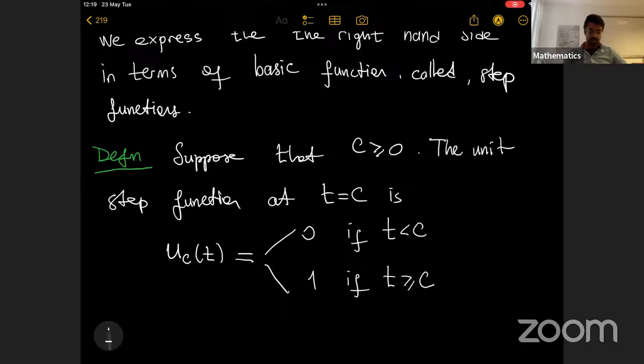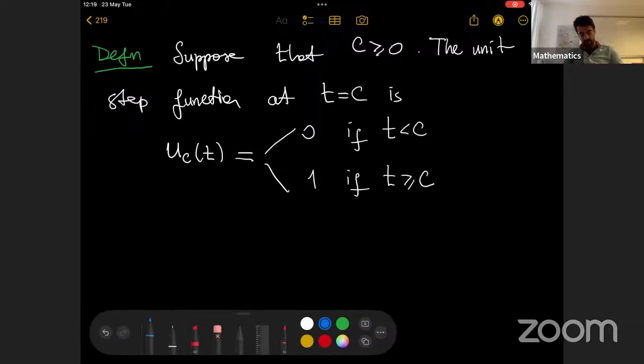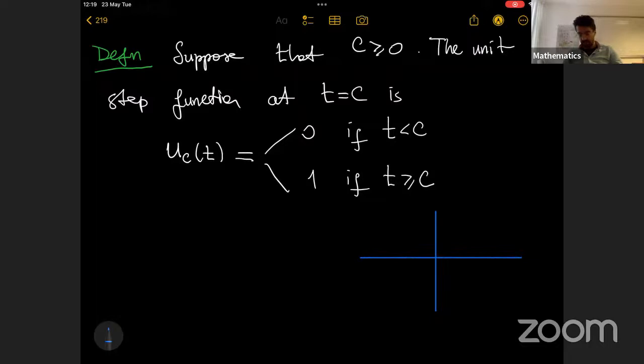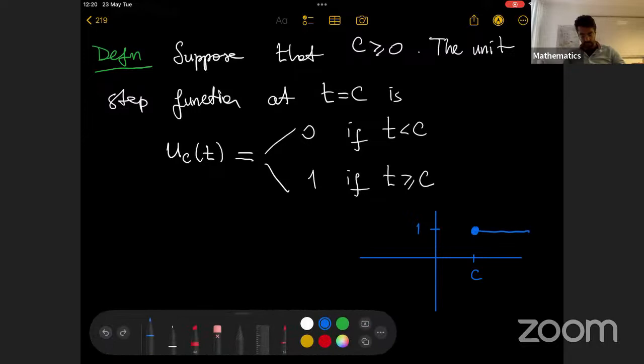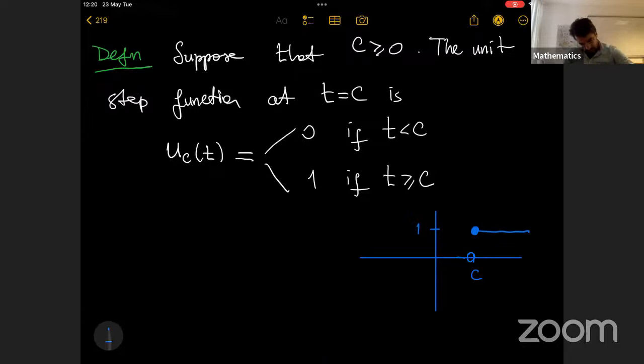So maybe let's graph it. It's like this. c is somewhere here. When t is greater than c, it is one. Other than this, it is zero. Okay, so this is your u_c(t).